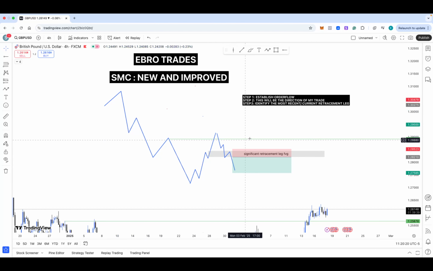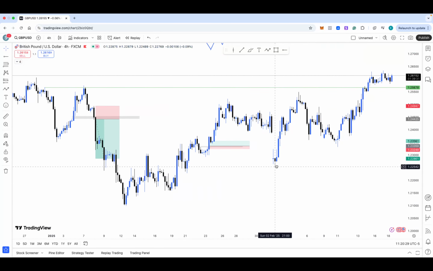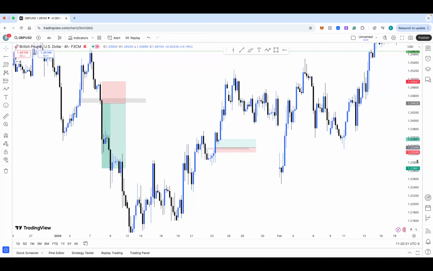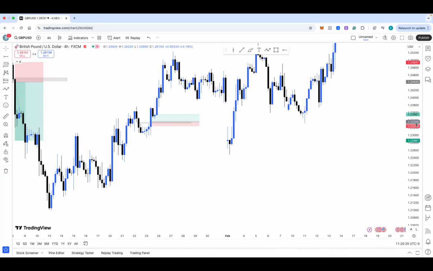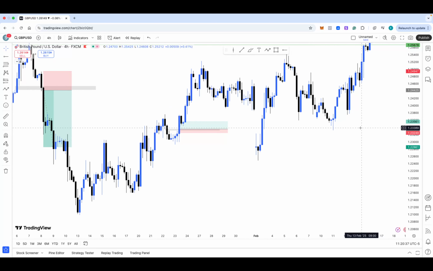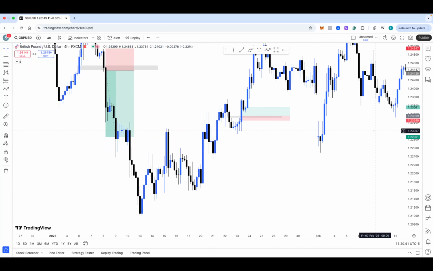Now, I've gone over the theory behind this concept. Let me quickly get into an example. So we are going to quickly just jump into the charts here, and I'm going to show you some examples of where this setup presents itself. Now, we're on the 4-hour time frame, and I love the 4-hour time frame because it eliminates a lot of the noise associated with lower time frame price action.